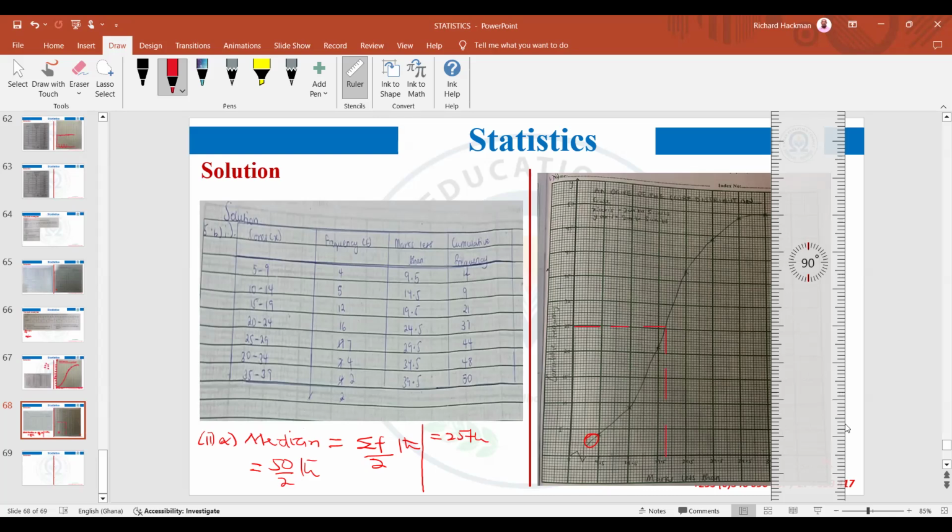So 2 boxes would be 1. So which value is this? Okay, so 9.5, 14.5, 19.5. So I will get 19.5, then I'll have 1, so it will be 20.5. Then that will give me 30. Is that clear?